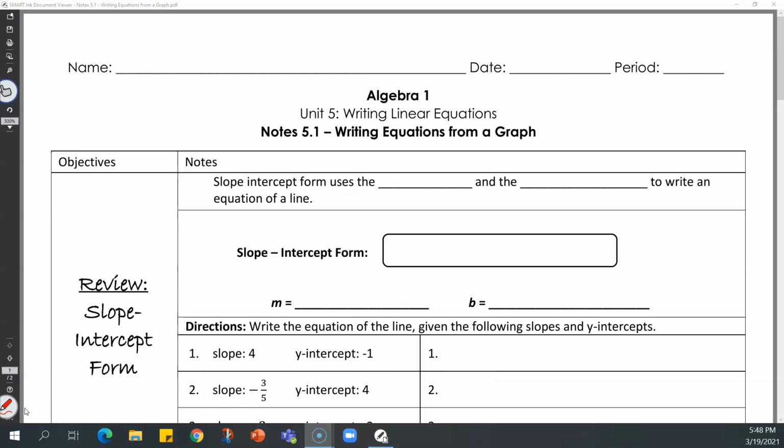Hey everyone! Today we're going to be talking about how to write an equation when you're given the graph of a line. Okay, so we're going to start with a little quick review of slope-intercept form and slope and all that good stuff, and then we'll run into how to write these equations.